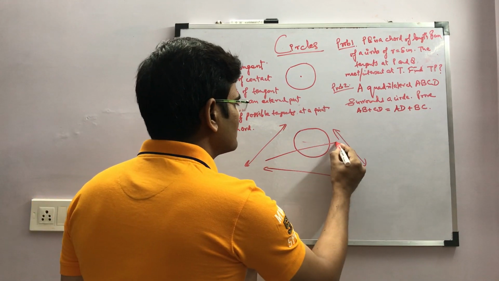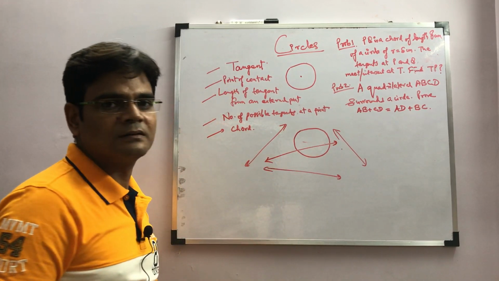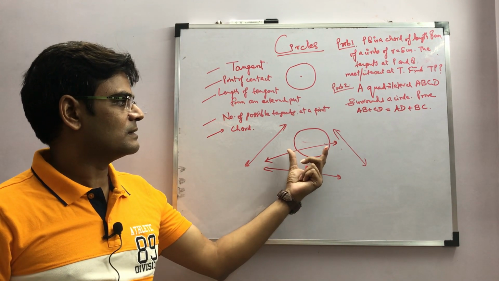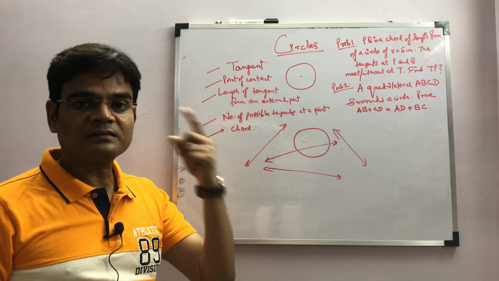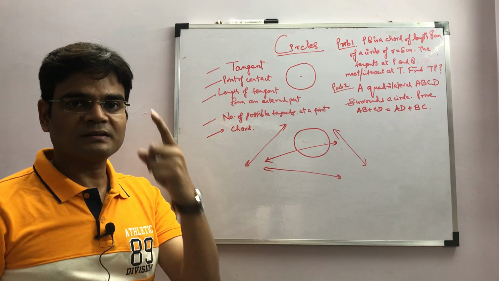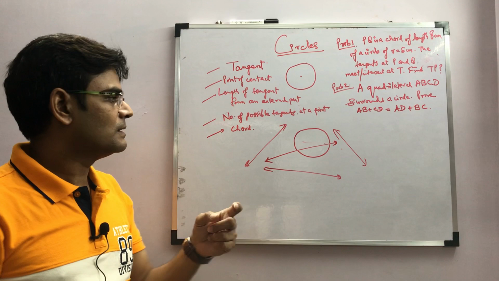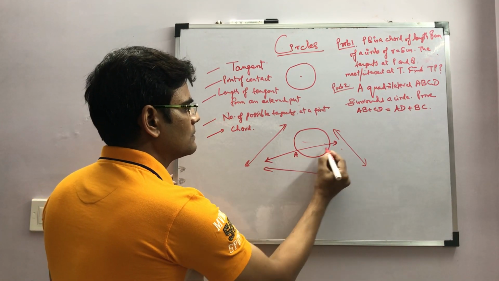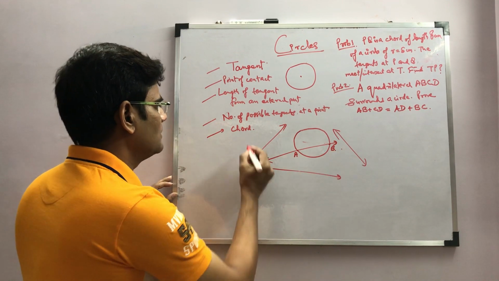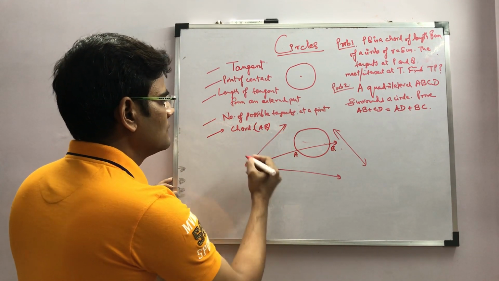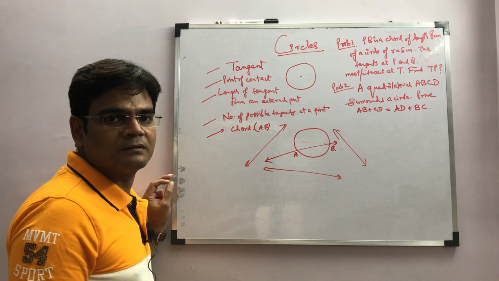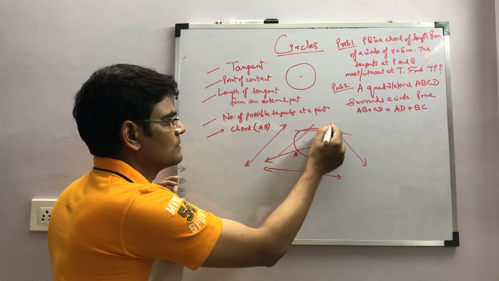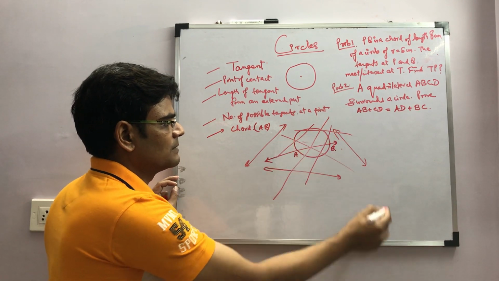All of a sudden this line crosses the circle. Now, this line which crosses the circle, intersects the circle and cuts the circle at 2 points, that line segment is known as a chord. So AB is a chord. You can have how many chords in a circle? Many chords, infinite chords. Just imagine.